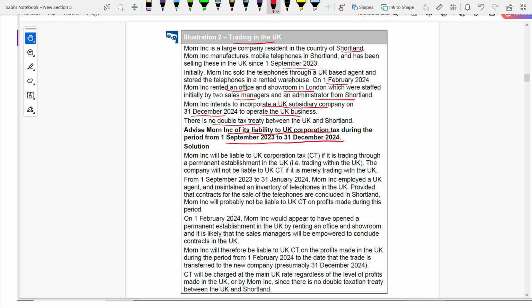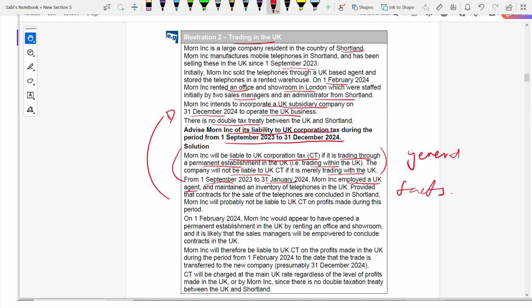In this case, the first para says they will be liable to UK corporation tax if they are trading through a permanent establishment. That means you are trading within the UK. If you are trading with the UK, you are not liable to UK corporation tax. So from 1st of September to 31st Jan, they have employed a UK agent. These are the facts of the case that you have to give. This is how you always have to present your answer. First, you have to give these 3 lines as a general answer. It is your textbook knowledge. Always start like that. Then only link this to the case study. You should be able to link the facts with the case study.